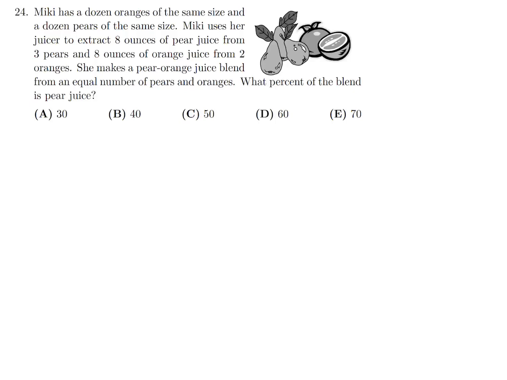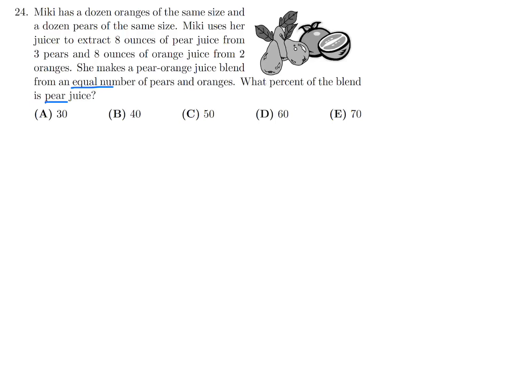Mickey has a dozen oranges of the same size and a dozen pears of the same size. Mickey uses her juicer to extract 8 ounces of pear juice from 3 pears and 8 ounces of orange juice from 2 oranges. She makes a pear-orange juice blend from an equal number of pears and oranges. What percent of the blend is pear juice?